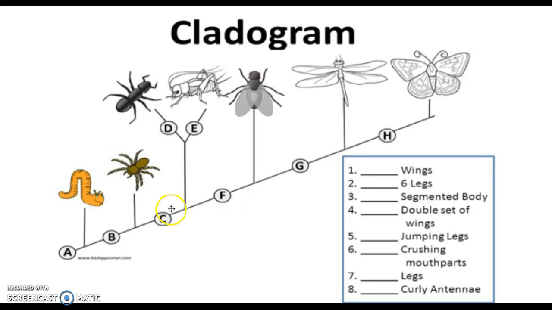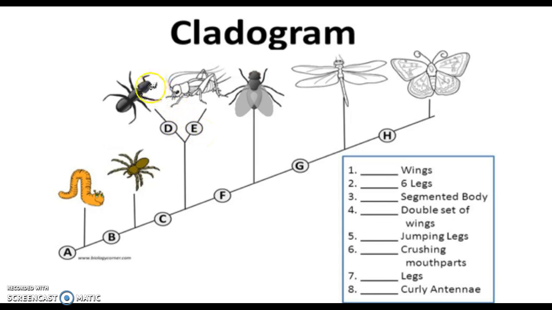The 6 legs would be, well, here's a spider, they have 8 legs, so letter C would be 6 legs. The segmented body, everybody's got a segmented body, so A would be that. The double set of wings we don't see until you get to letter G. Jumping legs would be these big ones on the grasshopper, so letter E.